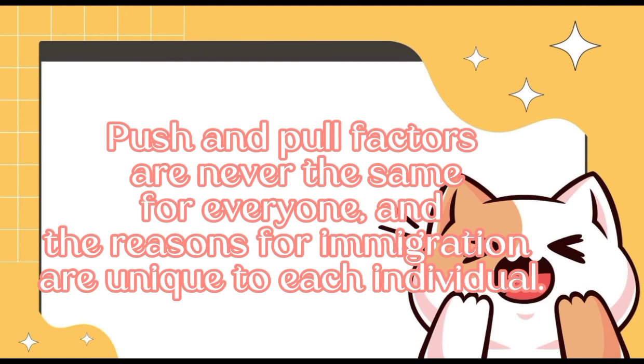Immigration, however, is not as simple as being pulled and pushed for merely a few reasons. The push and pull framework is a combination of factors that encourage a person to leave a place and factors that draw a person to a destination. Push and pull factors are never the same for everyone, and the reasons for immigration are unique to each individual. However, even though factors can change depending on age, gender, health, social class, and ethnicity, a push or pull factor may describe a pattern that can be attributed to many different reasons.